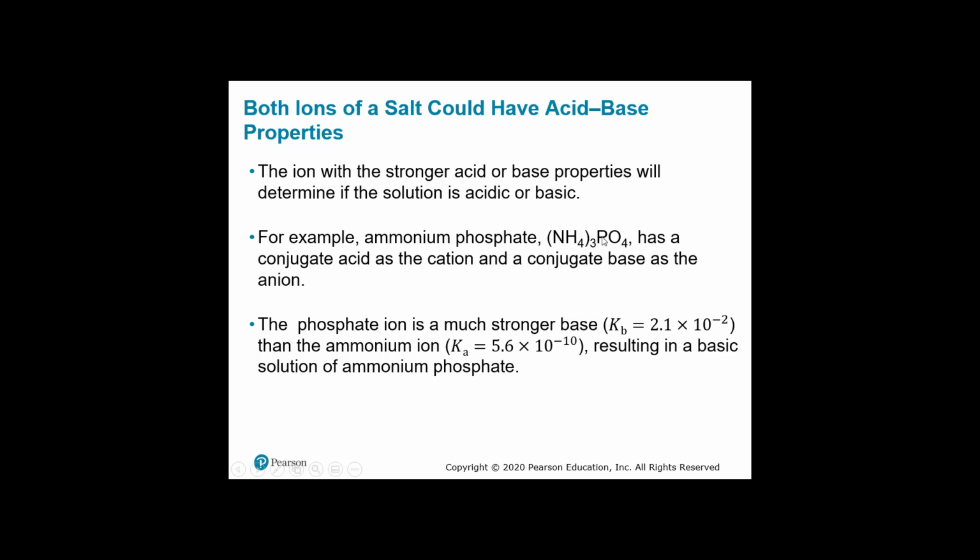So if we look at this, this plays a part in affecting the solution, and this plays a part in affecting the solution. So the one that's stronger is the one that's going to determine the pH of the solution. So the phosphate ion has a stronger base. It's 2.1 times 10 to the negative 2. And ammonium ion is 5.6 times 10 to the negative 10. So that's very weak compared to the Kb. So this is going to result in a basic solution of ammonium phosphate because of the phosphate ion.